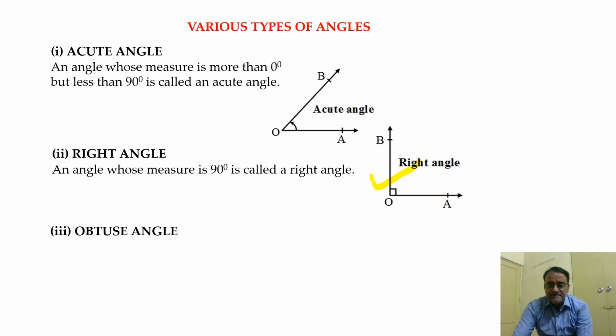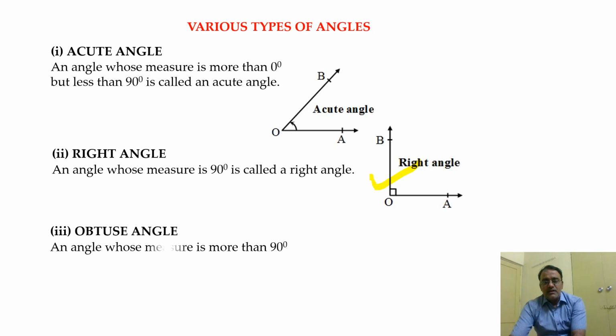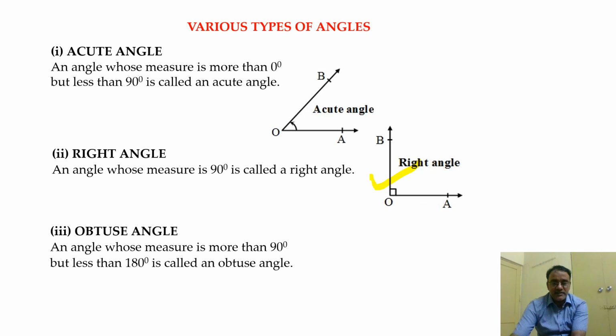Next, obtuse angle. An angle whose measure is more than 90 degree and less than 180 degree. Take an example of 100 degree, 120 degree, 150 degree. These are all more than 90 degree but less than 180 degree. So the definition is an angle whose measure is more than 90 degree but less than 180 degree is called an obtuse angle. See this example figure. This angle is bigger than 90 and smaller than 180.